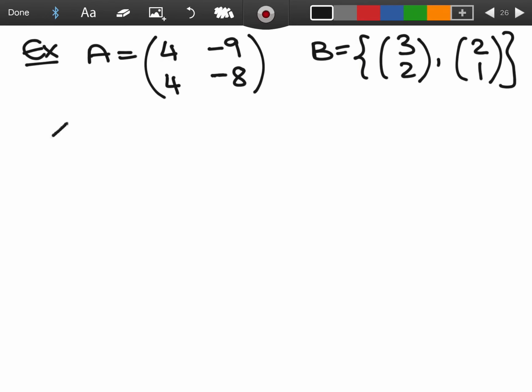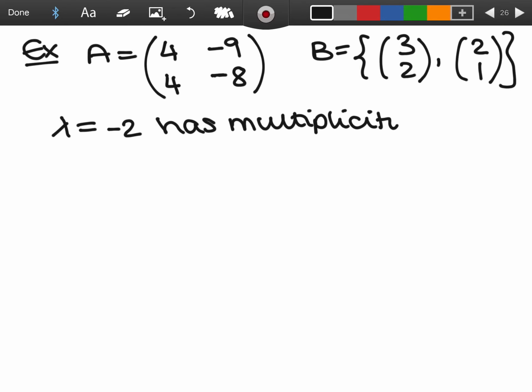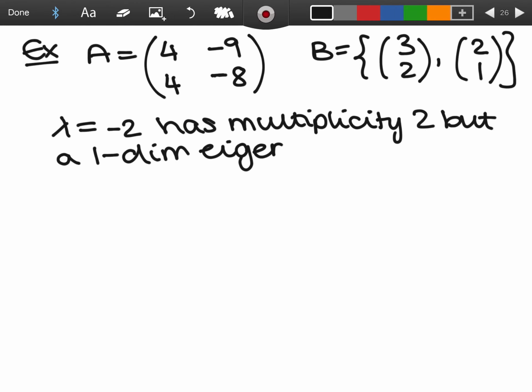Now, the eigenvalue, lambda equals -2, has multiplicity 2, but a one-dimensional eigenspace. So there is only one vector that is in the basis for the eigenspace that is associated with lambda equals -2. So we know that A is not diagonalizable. We cannot write it as P, D, P inverse with a diagonal matrix D.